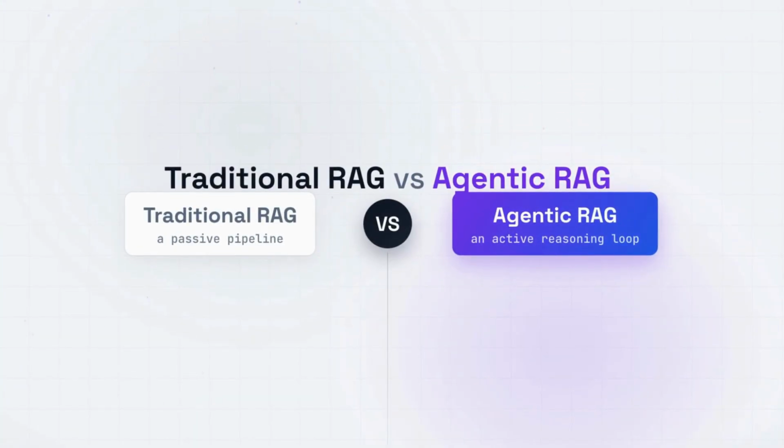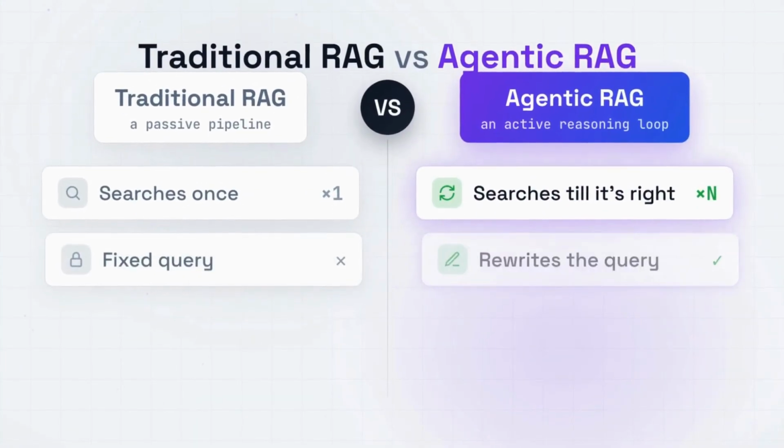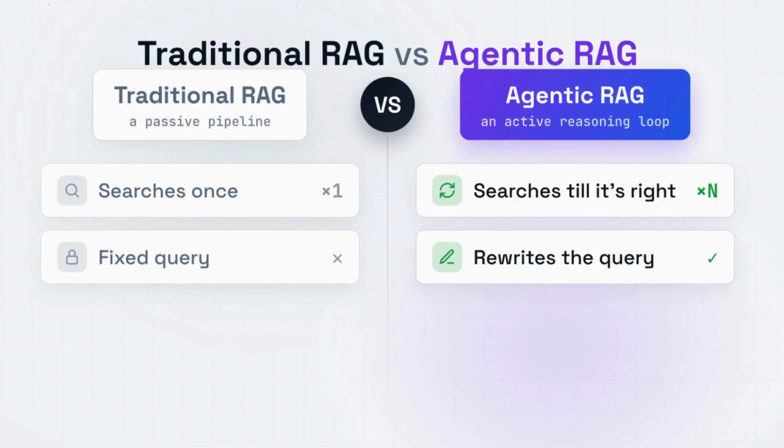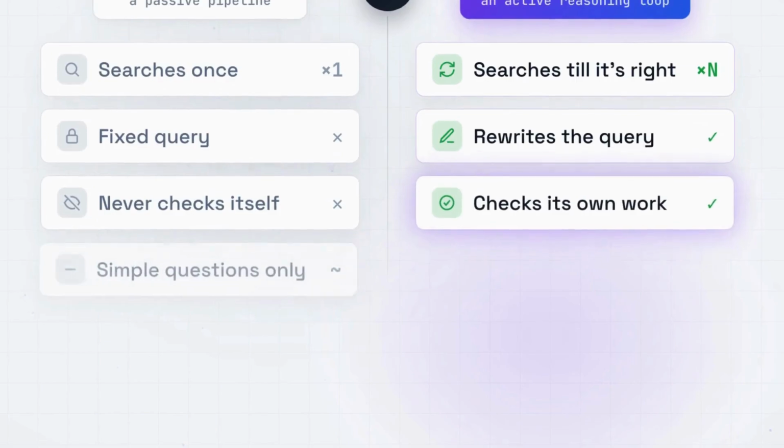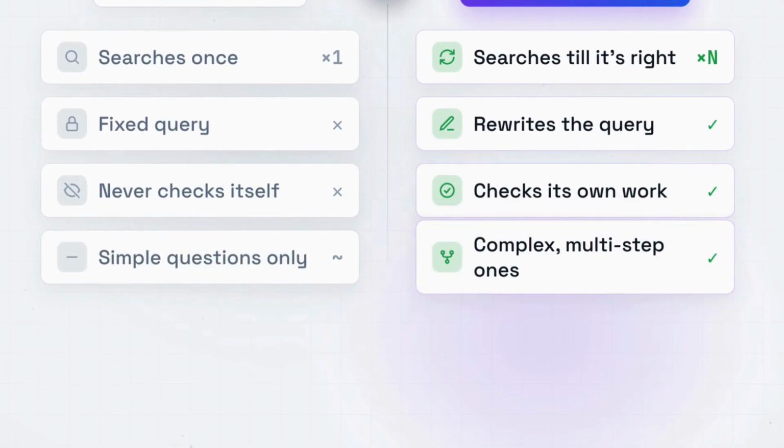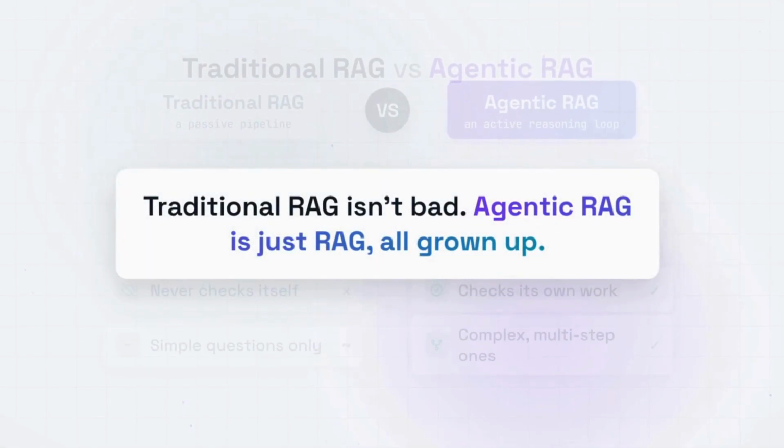Let me just put them side by side so it really locks in. Traditional RAG searches once with whatever query you gave it. Agentic RAG searches as many times as it takes and rewrites that query on the fly. Traditional RAG trusts whatever it pulled. Agentic RAG checks its own work, looping the whole time. That's what messy, real-world questions need. And look, traditional RAG isn't bad. For simple stuff, it's perfect. Agentic RAG is just RAG all grown up.